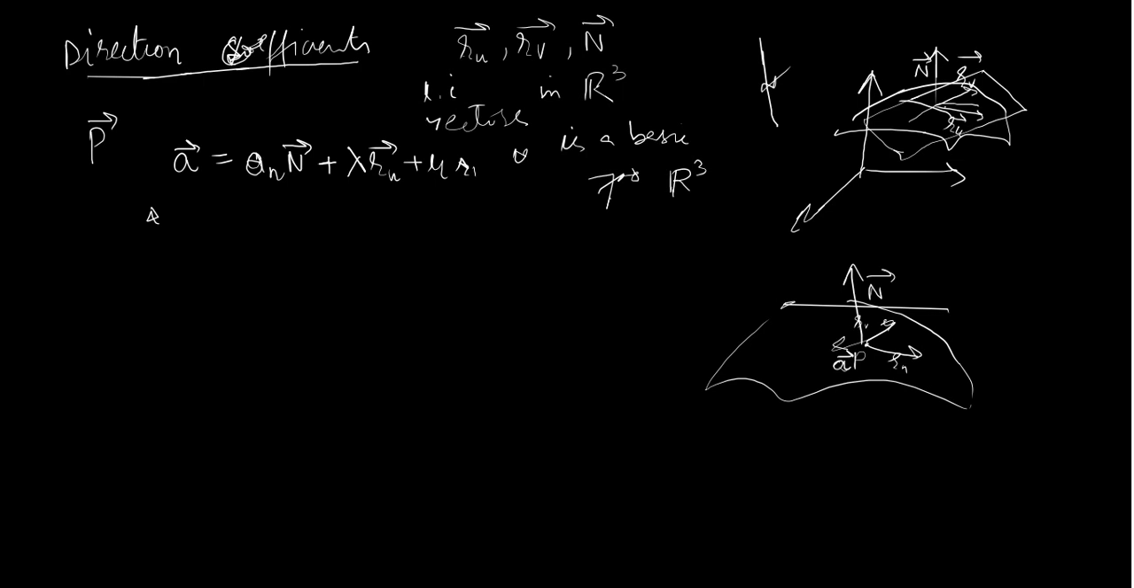Now, don't wonder why I have written A_n and this lambda and mu. These are just my notations for the numbers, and there is a reason for that. This vector, lambda times r_u plus mu times r_v, is a combination of two vectors, and this part is called the tangential part of A. Because it is a combination of r_u and r_v, it lies in the tangent plane. So we usually denote it by T.